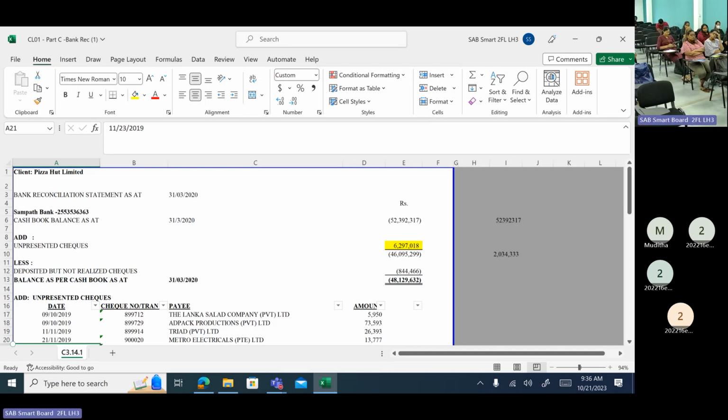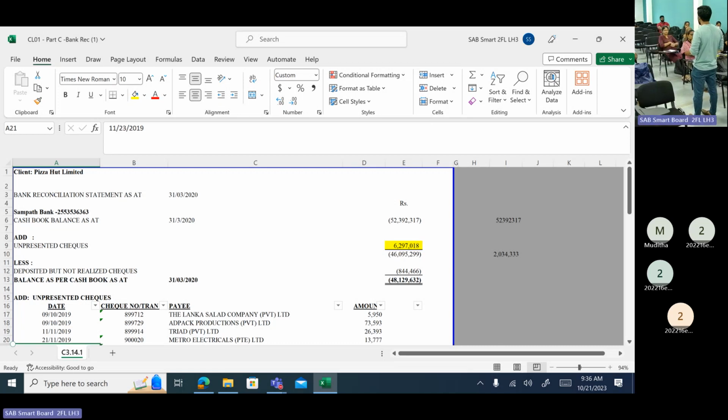Some things related to bank reconciliations. What else do you want to get clarified? So then, as a bank reconciling item, we have an unidentified deposit. Unidentified deposit, what do we have to do?